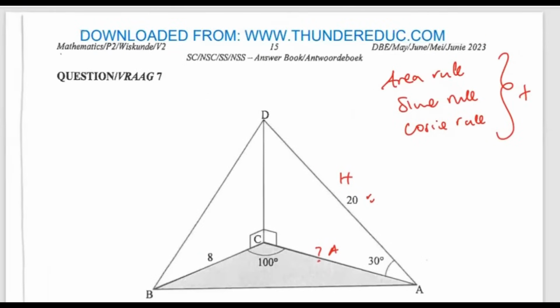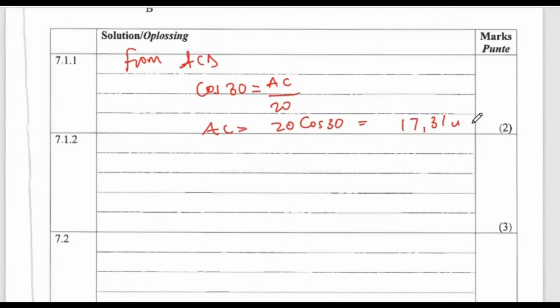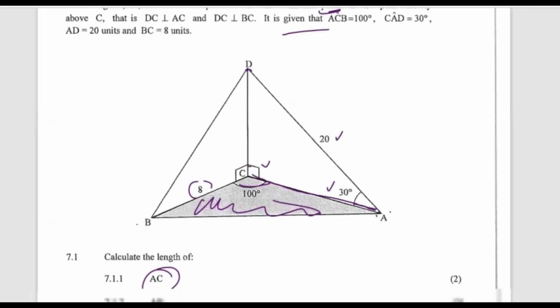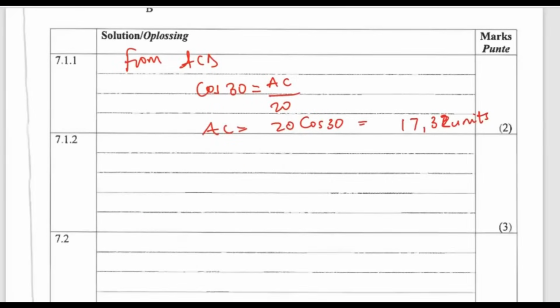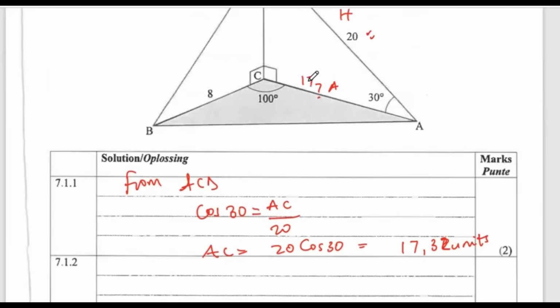They tell us about meters, just call it units. So I'm going to stick with 17.32. Now 7.1.2, they want the distance AB. This is AB, and with AC we have 17.32.